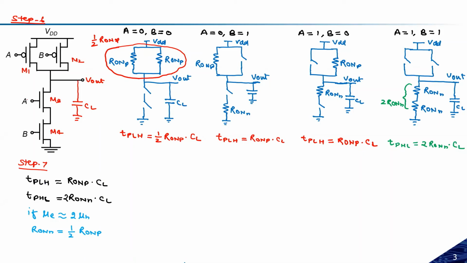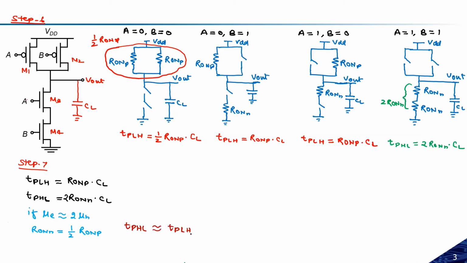Is it? Yes, sir. Okay, so here I have TPHL is equal to R on P into CL, and here I have TPHL is equal to 2R on into CL. And if I replace this R on by half of the R on P, then this TPHL and the TPLH are going to be equal, right? So the important thing is that TPHL is approximately equal to TPLH.